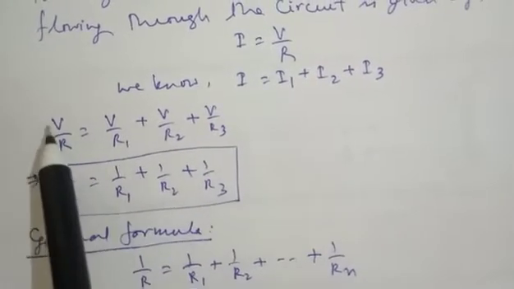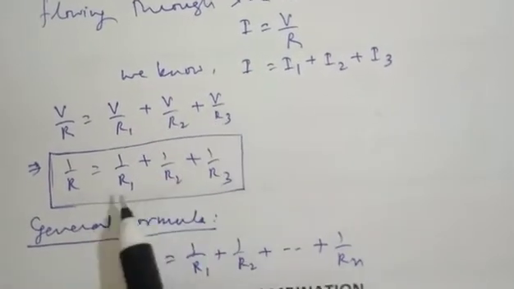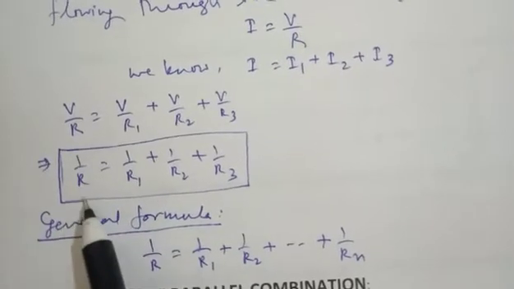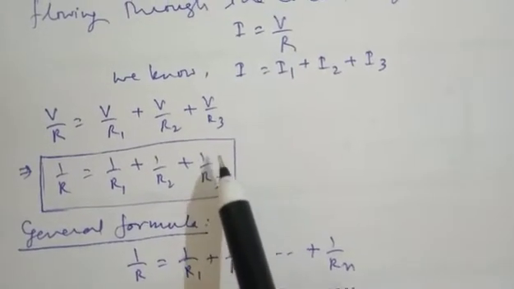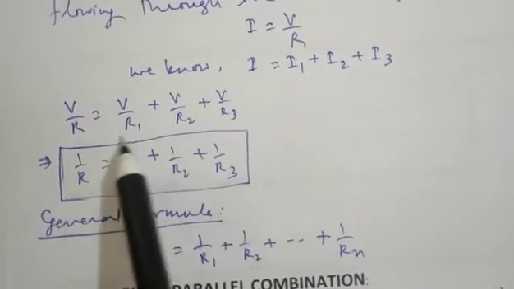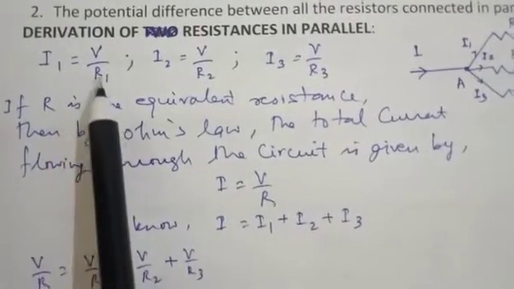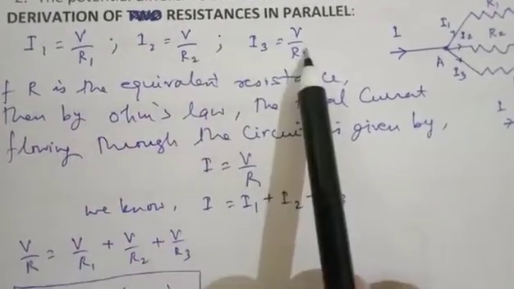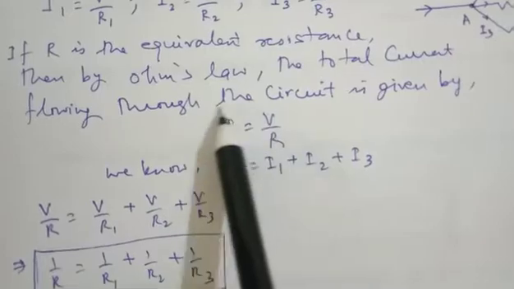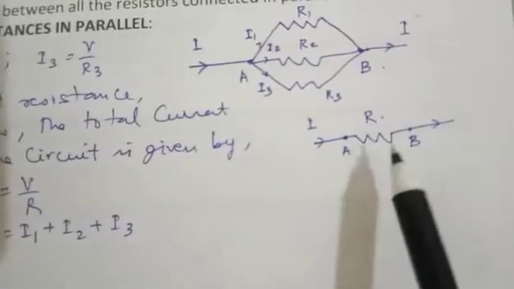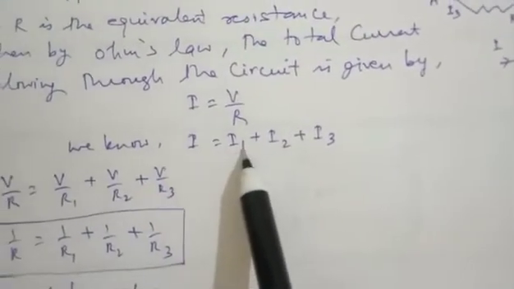Now if we take V common and cancel it from all those expressions, we get the formula 1 by R is equal to 1 by R1 plus 1 by R2 plus 1 by R3. This is the formula for parallel combination of three resistors. If you look at the derivation once more, we first found the values of I1, I2, I3 with the help of Ohm's law. Then we found the value of the total current I, which is passing through the equivalent resistor R. Then the total current has been divided into three parts.